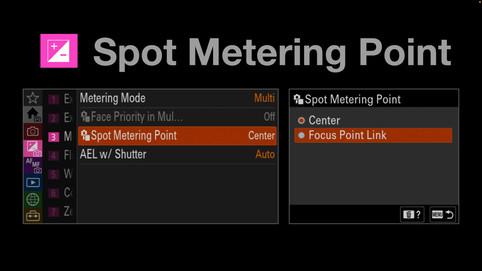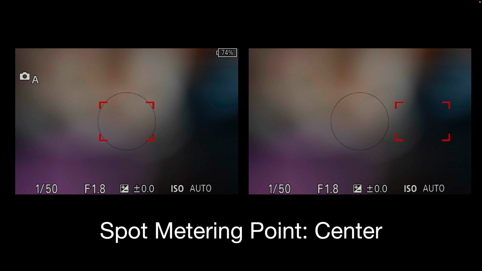So let's take a look at the spot metering point, which is one of the options, because we have two options there, center or focus point link. Now in the last example where I separated the focus point and the metering point, that was the center and not the focus point link. So let's explain that in a little bit more detail. Here's the spot metering point center, so that when I move that focus point to a different part of the frame, the spot metering point stays in the center of the frame.